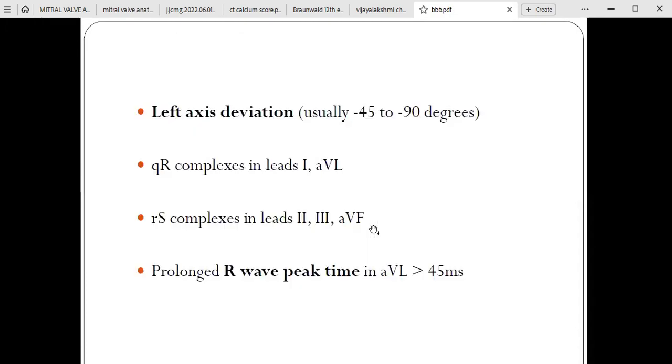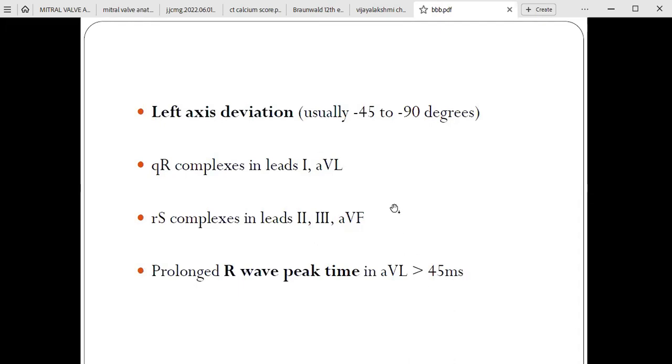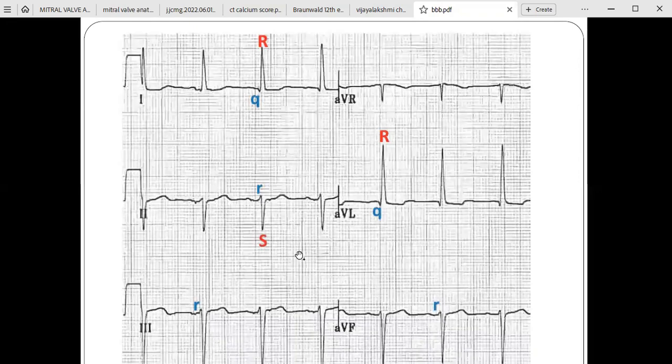Prolonged R wave peak time occurs because R wave peak time is nothing but the time from the start of the QRS to the peak of that. This R wave peak time will be more than 45 milliseconds because there is a delay in ventricular depolarization because of the left anterior fascicular block.